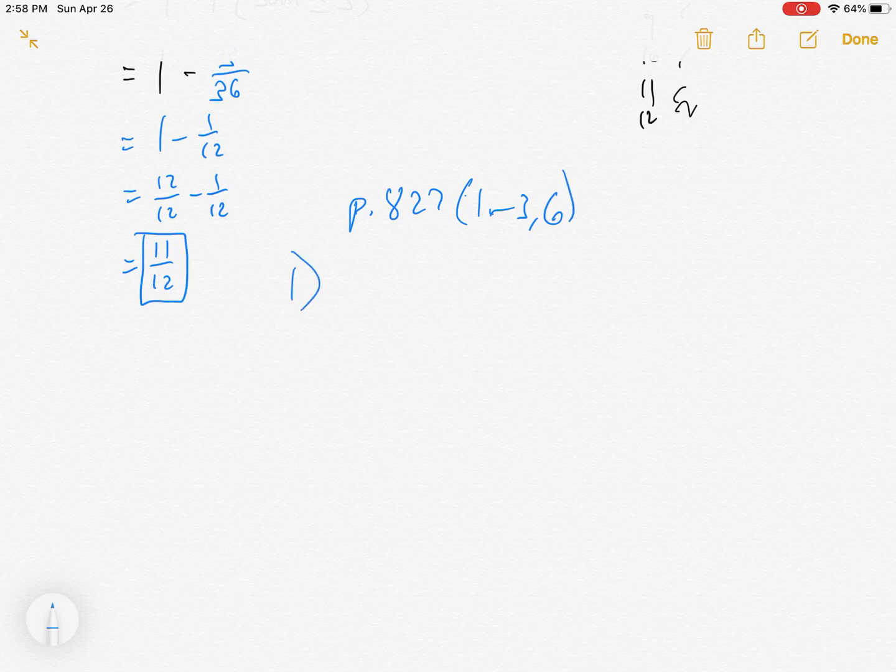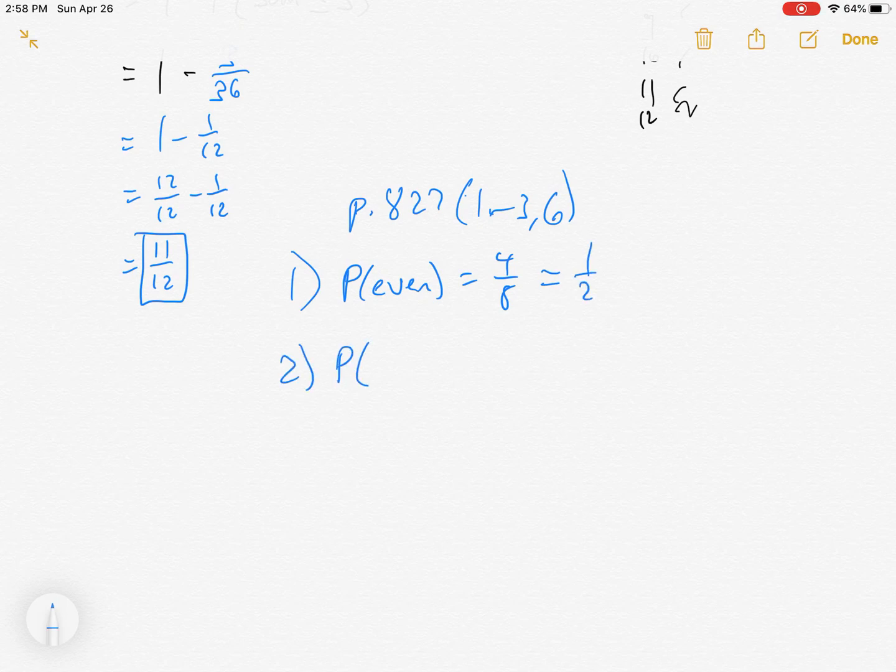I did want to wrap things up. And how are we doing on time here? Just under 17 minutes, with just a couple of quick examples. I'm going to follow along in the book on page 827. I like to do 1 through 3 and 6.